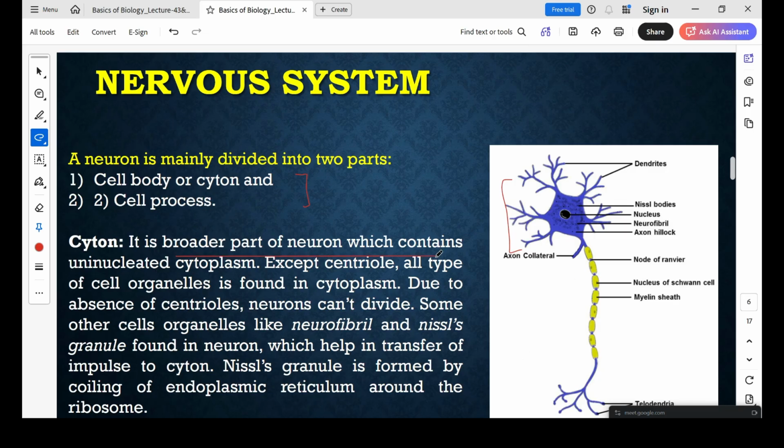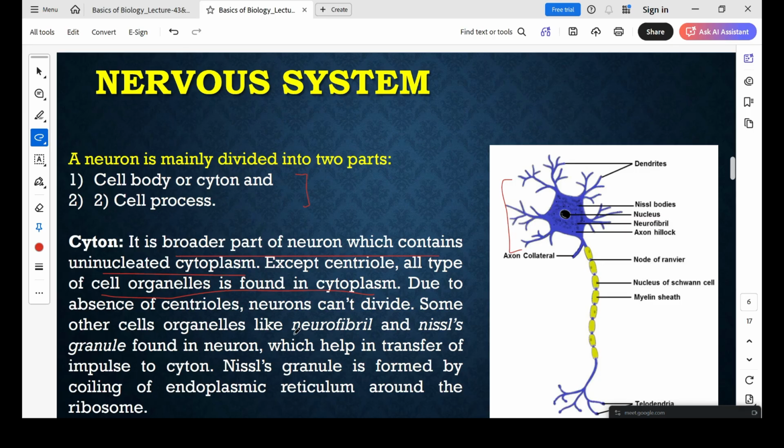This is the broader part of the neuron, which contains uninucleated cytoplasm. Except for centrioles, all types of cell organelles are found in the cytoplasm, and due to the absence of centrioles, these neurons can't divide. Centrioles are essential for the separation of the nuclear material into two daughter cells. Because of the absence of centrioles, these neurons do not divide, and they are terminally differentiated in nature.